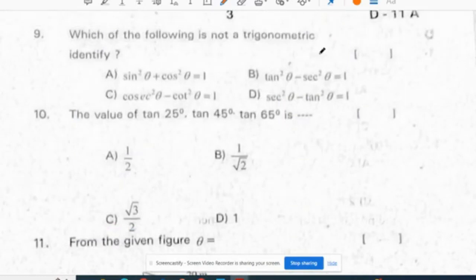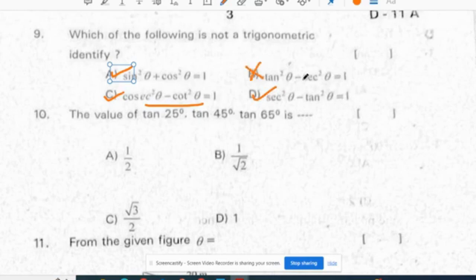Ninth question: which of the following is not a trigonometric identity? Sin square theta plus cos square theta is 1 is a trigonometric identity. Cosecant square theta minus cot square theta is 1 is also a trigonometric identity. Secant square theta minus tan square theta is 1 is also a trigonometric identity, whereas this one is not a trigonometric identity. The correct option for the ninth question is B.